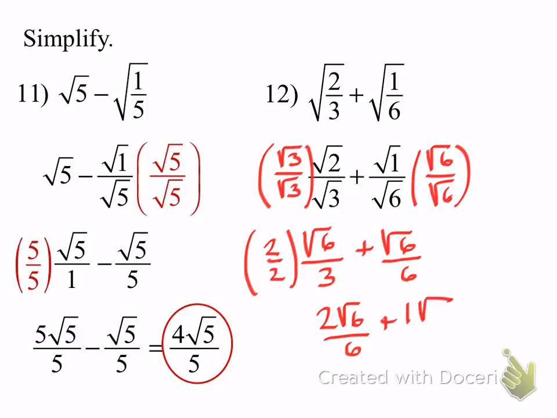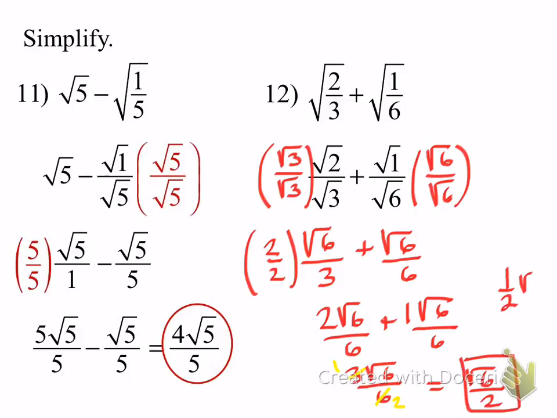1 radical 6 over 6 makes what? 3 radical 6 over 6. And then you simplify. 3 goes into 3 once and into 6 2 times. So we are left with radical 6 over 2. Or I could say 1/2 radical 6. Either one.